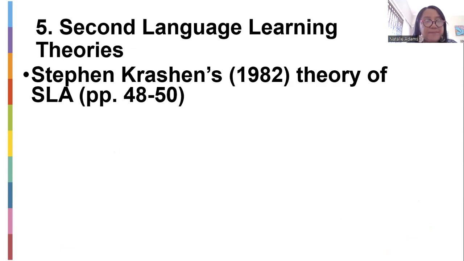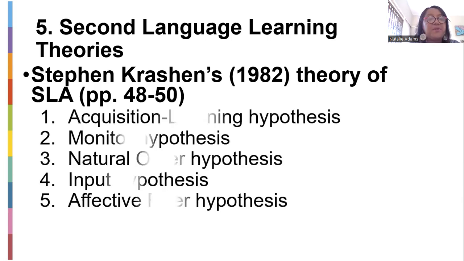So the fifth theory that we're going to look at would be second language learning theories, and that will be Krashen. Again, remember we mentioned him in the first slide. If you go back to the first slide, you will see him there, and he is a very interesting man. He looked specifically at second language learning theories and how that works. Krashen's theory of second language learning is on pages 48 to 50 in your Ferreira book.